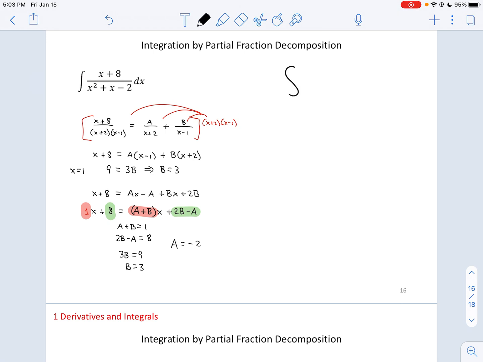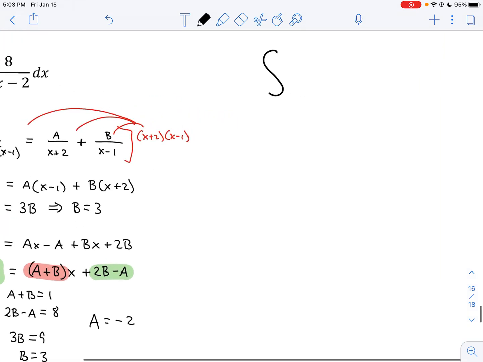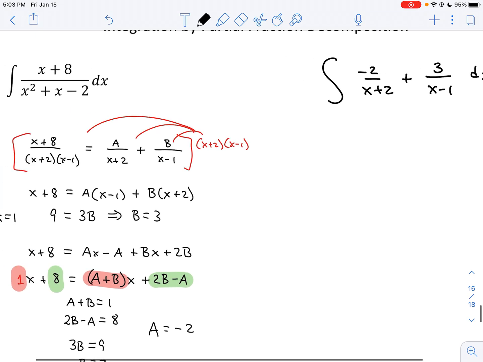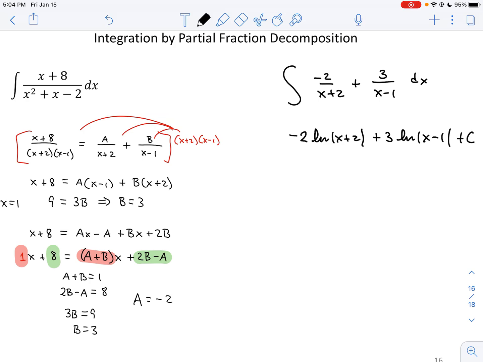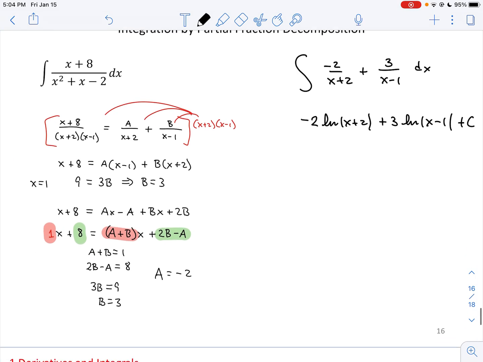So we can rewrite the original problem instead decomposed. Put a over x plus 2, so a is -2, that goes over x plus 2, plus b, which is 3, over the other factor, which was x minus 1. So we do this decomposition. Now I can integrate term by term. So we get a -2 times the natural log of x plus 2, and then plus a 3 times the natural log of x minus 1, and we are done, plus c.